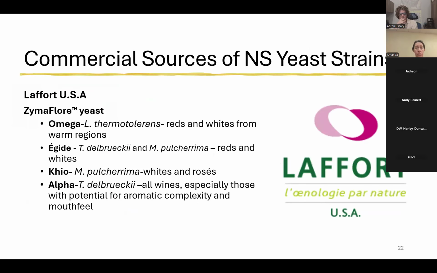Another producer is Laffort. I don't know how many people are familiar with Laffort. I know they don't have as big of a presence out here, but they also produce non-Sac yeast. They have Omega, which is an L. thermotolerans, Egide, which is that delbrueckii and pulcherrima blend. And then they have the Kaio, which is made specifically for whites and rosés, and pulcherrima. And then Alpha, which is the delbrueckii, and that's marketed for all wines where you want to boost aromatic complexity and mouthfeel.